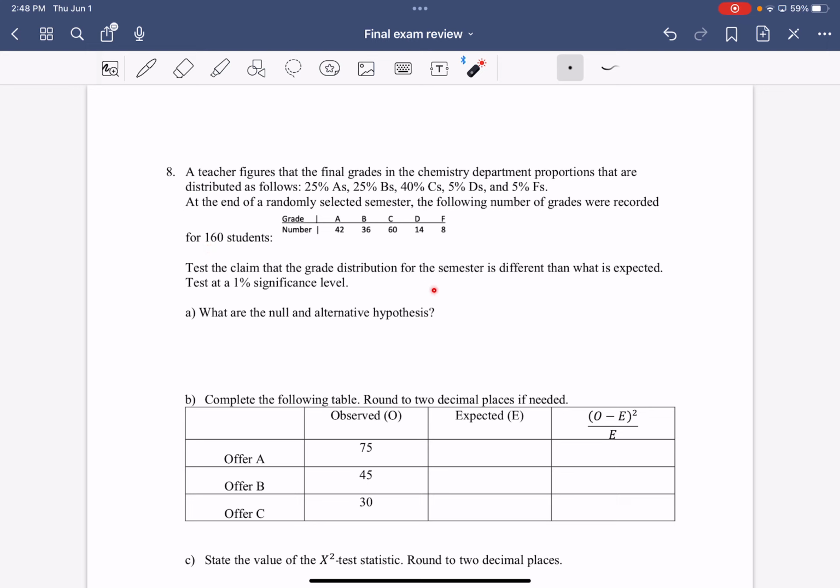Test the claim that the grade distribution for the semester is different than what is expected. Test at a 1% significance level. All right, so what are the null and alternative hypotheses? Well, the null, I'm going to write it horizontally this time because I'm going to run out of space. So the null is what the teacher initially figured the distribution of the grades would be. So she thought that A's would be 25%, B's would be 25%, C's would be 40%, D's would be 5%, and F's would also be 5%.